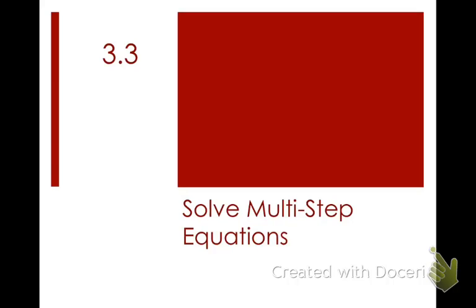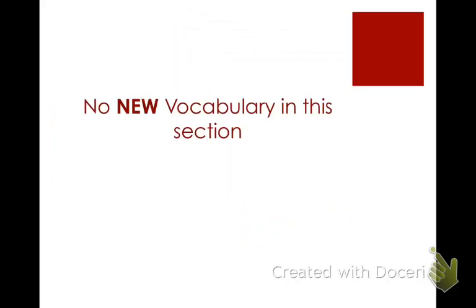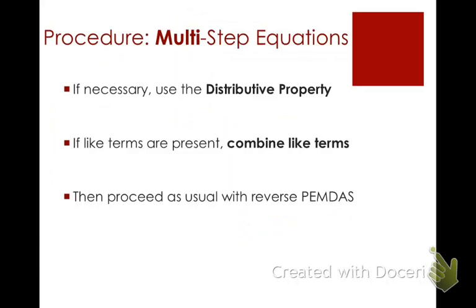This is section 3.3 where we are solving multi-step equations. And actually there is no new vocabulary in this section. Your procedure for multi-step equations, the first thing you have to do, if possible, is to use the distributive property. Then, if you have like terms, you have to combine your like terms, and then you can proceed as usual with your reverse PEMDAS, or your reverse order of operations.